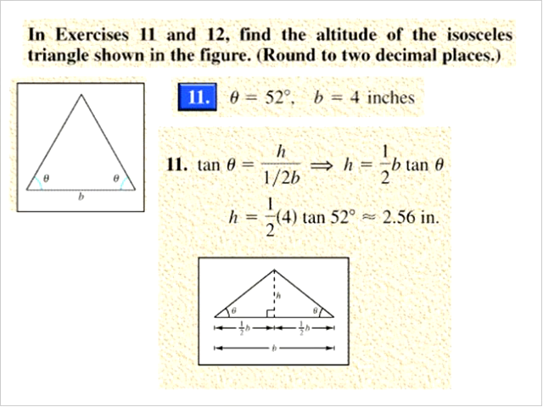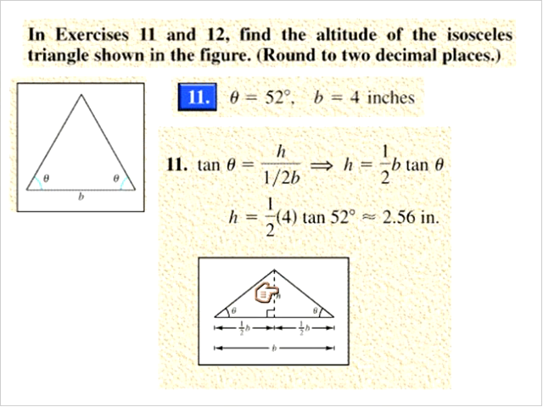The next one is a little bit trickier. You have to find the altitude. Remember, the altitude is the height of your triangle. It forms a 90-degree angle with the base. We know that theta is 52 and our base is 4. So drawing in that altitude down here, I get this picture right here.